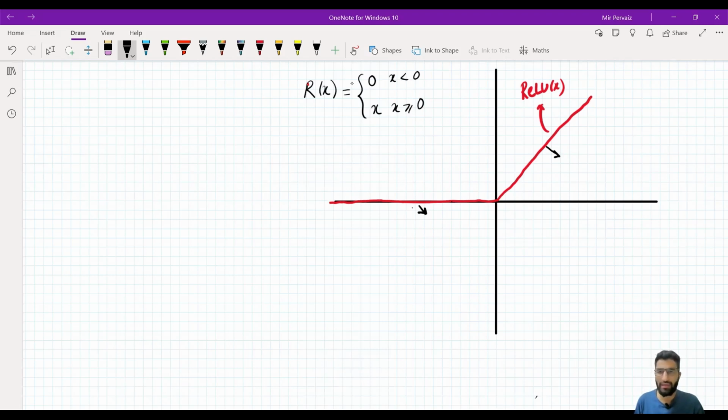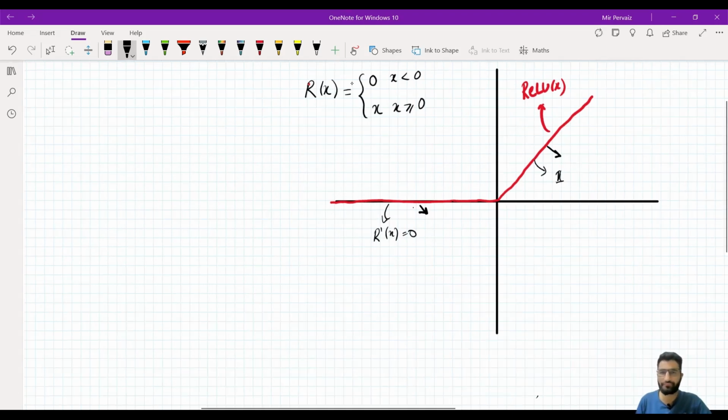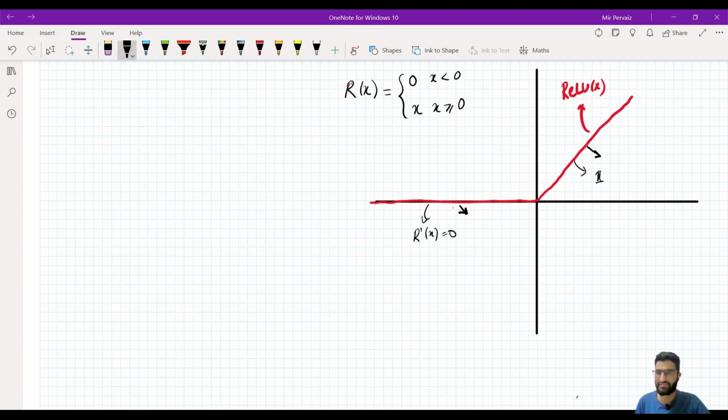The slope for the negative side is 0, and the slope for the positive case is 1. This is the slope of this function; it changes with the positive and negative case. At 0 the slope is not defined, and we don't need to use that here. So this is our ReLU function and its derivative on both the left-hand and right-hand sides.